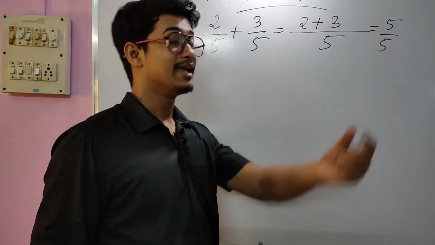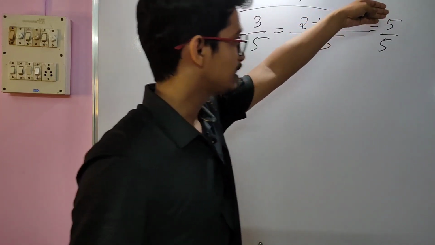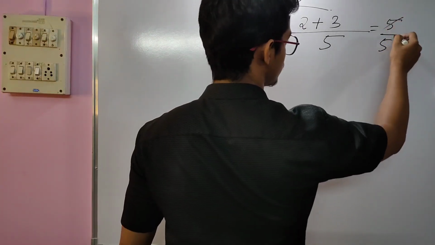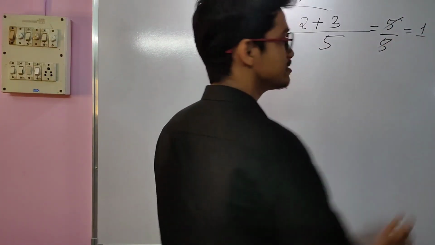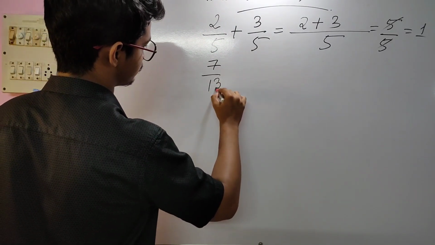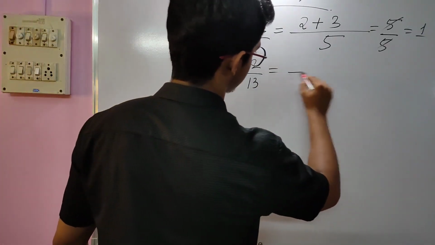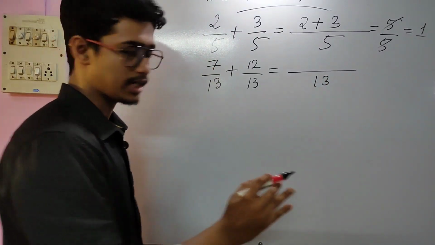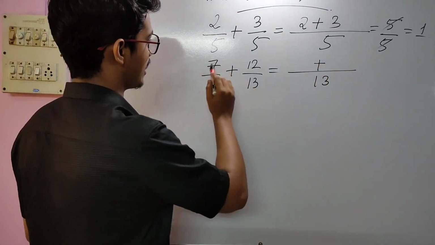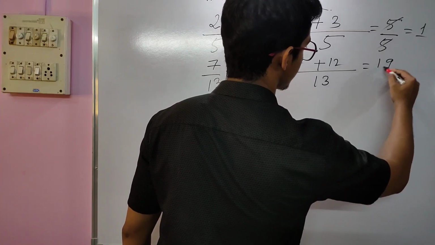Now see, just a minute before I discussed with you, when the denominator and numerator are same, then we can cancel out with each other. So what is the answer over here? That is 1. Let me take one more example. Let's say 7 by 13 is there and 12 by 13 is there. We have to do the same process, that is 13 is over here for denominator, and what is the operator over here? That is plus, and the two numbers are 7 and 12. So what is the result? That is 19 by 13.